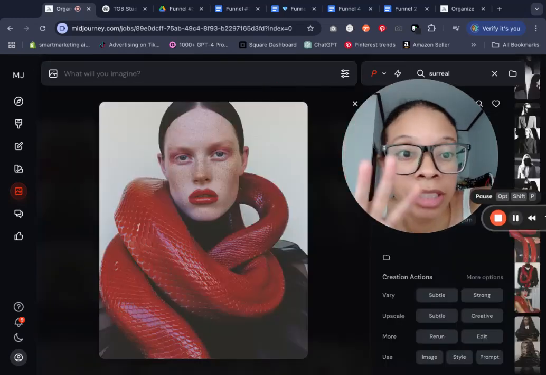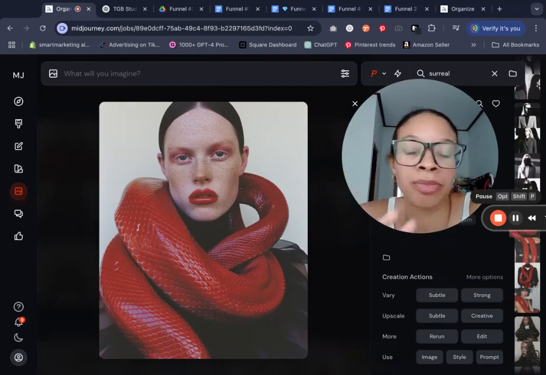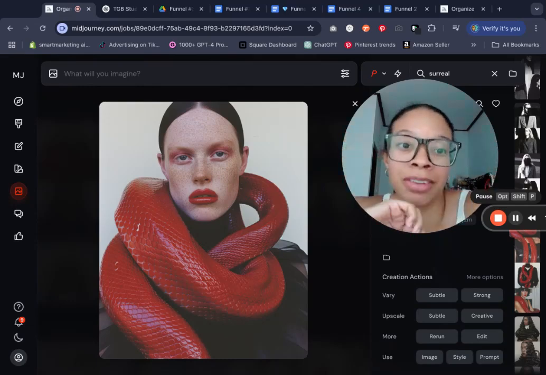Another example, this one is a bit darker, utilizing a lot of black and snakes, like bringing in animals, always super fun. I'm going to do a video on unconventional models. Animals will be a part of it. I am obsessed with unconventional models.